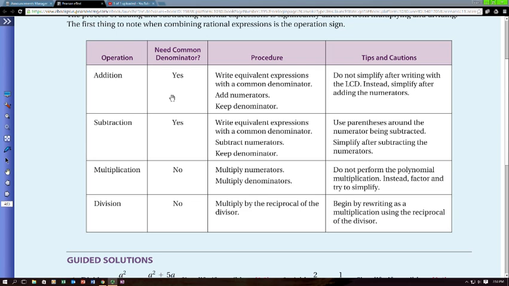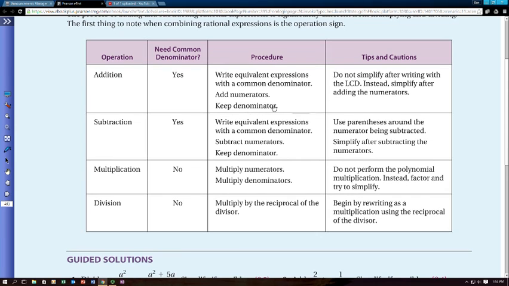So they're saying, hey, for the operation, if we have addition, they ask the question, do we need a common denominator? Well, to add fractions, we have to have the same denominator. So yes. And then they talk about procedurally, how do we get to this common denominator? Well, we write equivalent expressions with a common denominator, and then we add the numerators, keep the denominator. You could also put in there that you make sure that the fraction is in simplest form too.